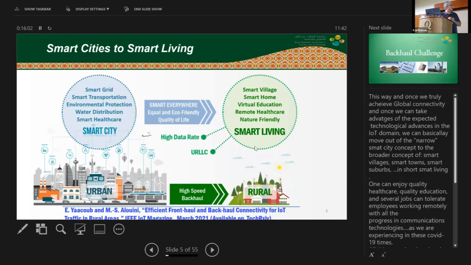So we can talk beyond just the smart city concept to something much broader. Once we have connectivity in place everywhere, we can start talking about smart hamlets, smart villages, and more generally about smart living. So to me, this is another motivation behind this work, because it can trigger a counter-urbanization process that can avoid this migration to so many mega cities that all the reports are predicting in the future. So this is just to put the work in its context.